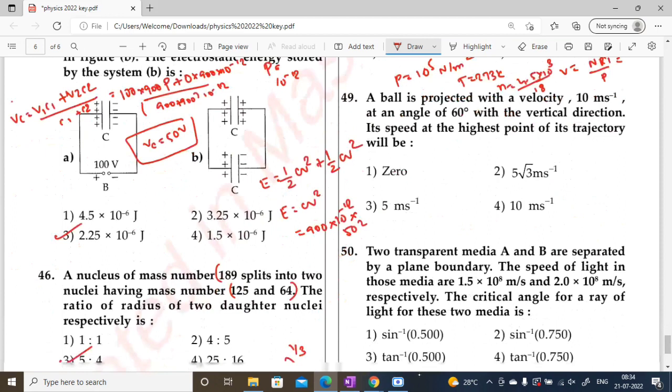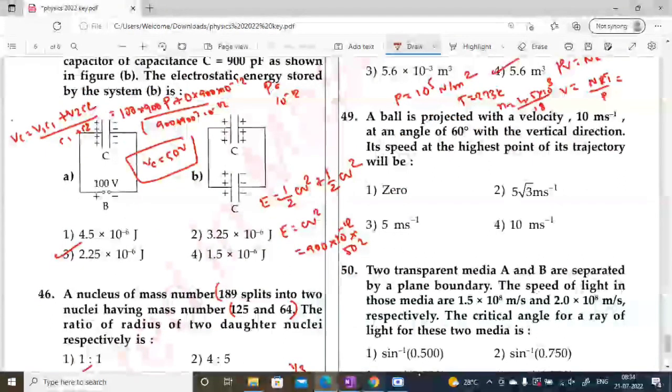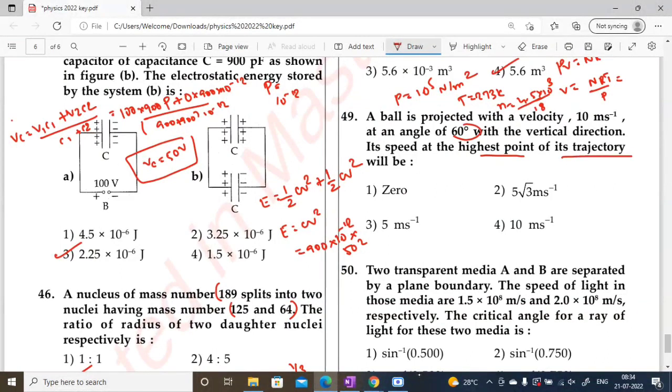A ball is projected at a velocity of 10 meter per second at an angle of 60 degrees with the vertical direction. If the speed is at the highest point of the trajectory... See, at the highest point, we don't have the vertical component. We have only the horizontal component. The horizontal component of the velocity is given by v cos theta, and the velocity is 10 into cos of 60. So cos 60 is actually 1 by 2, right?